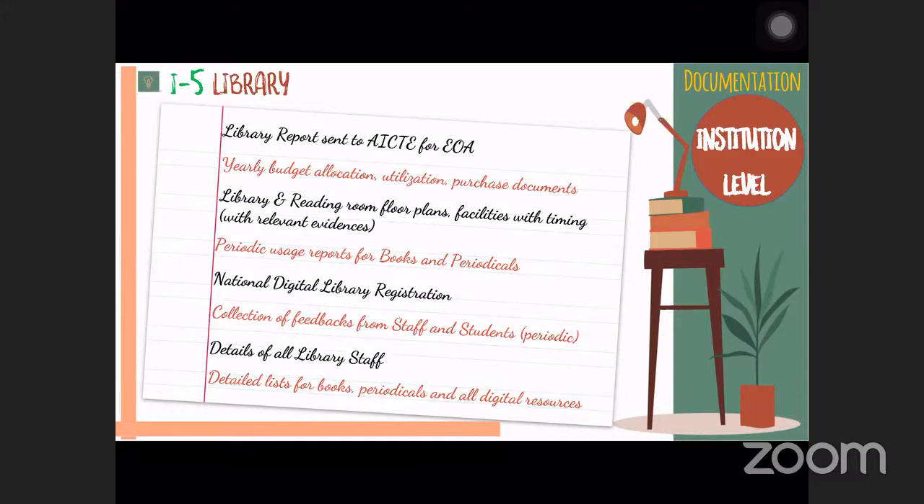Then yearly budget allocations and their utilization, then the library and reading room floor plans, right, the facilities with the timings, and with relevant evidences such as biometric entries and all. Then periodic usage reports for the books as well as periodicals, most important document. Then there is a National Digital Library registration. Earlier it was a paid facility, but now from 2018 onwards, this registration is free. So there has to be evidence of registration of your library with the National Digital Library. Then collection of feedback from time to time from the staff as well as students, and that has to be available. And then the corrective actions, and of course the details of library staff should be available in this file.